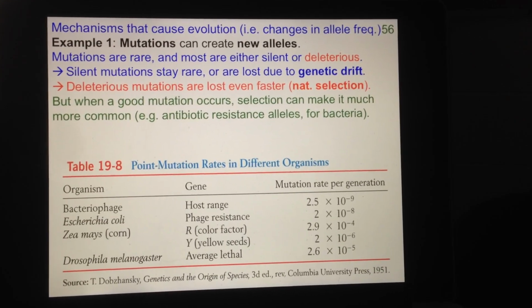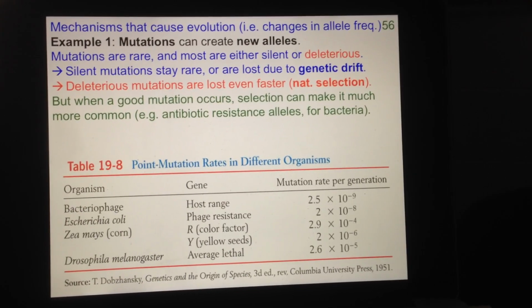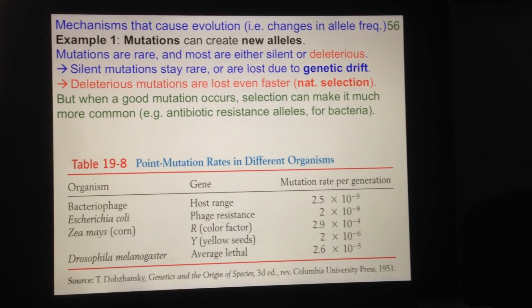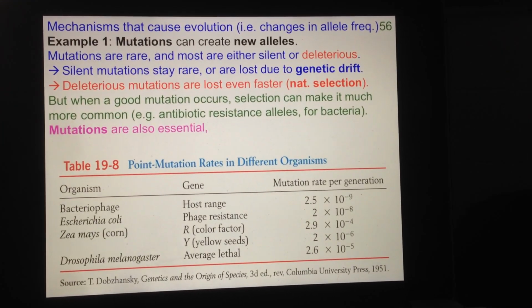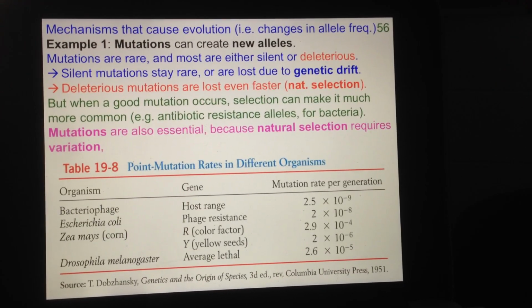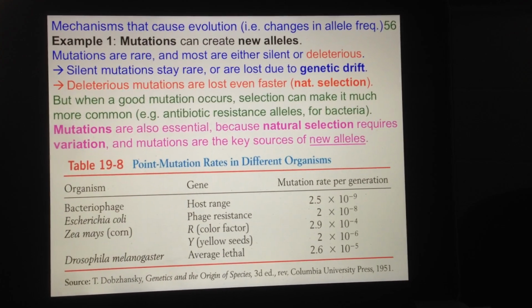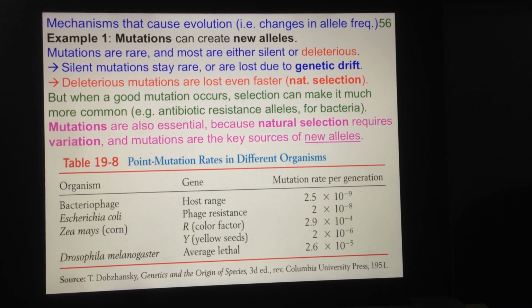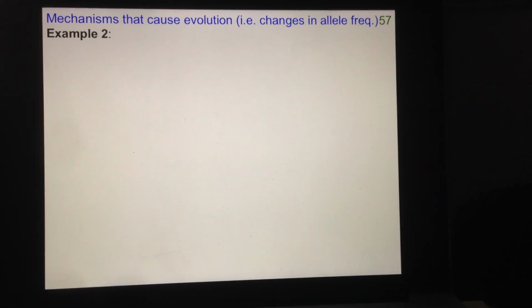Okay, for example, if a bacteria evolves resistance to a certain antibiotic, and we keep using antibiotics everywhere, then natural selection is going to make that allele much more common in the gene pool. All right, so mutations, even though they're rare, are very essential because natural selection needs variation. If there's no variation in the population, natural selection can't work, right? So mutations are basically the main source of these new alleles, unless you have some other population you can migrate new alleles from.